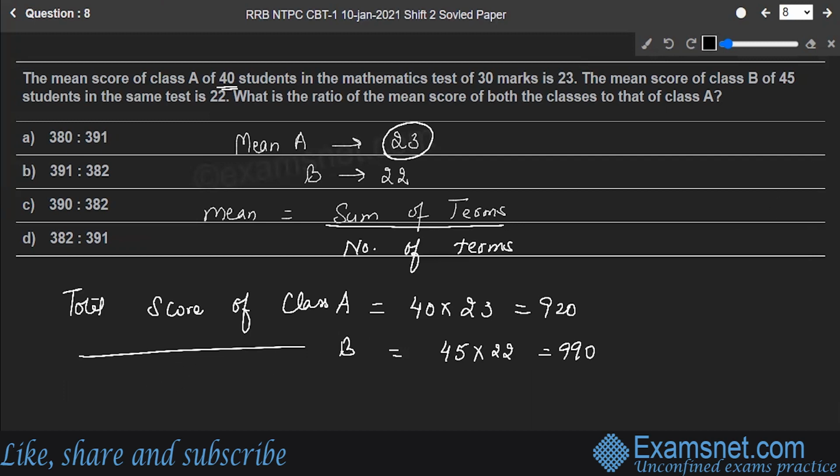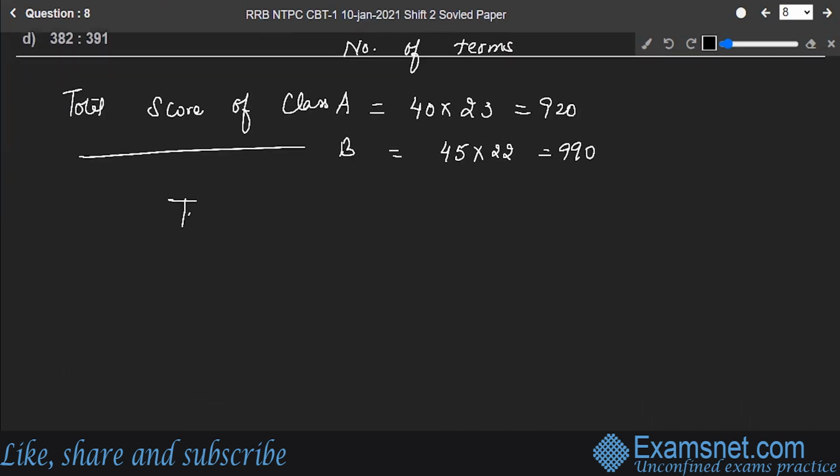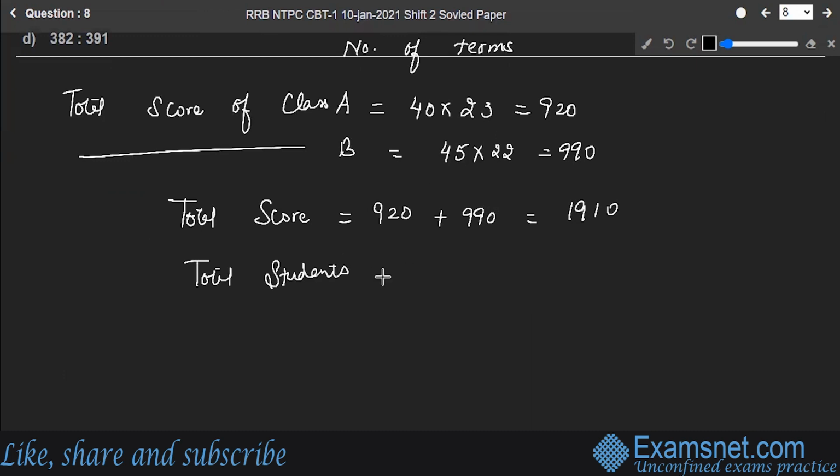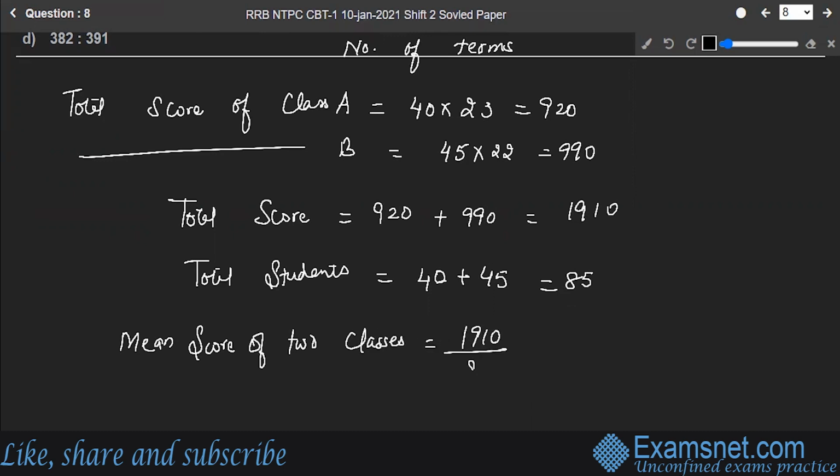Now, the total score of both the classes will be 920 plus 990, which is equal to 1910. And the total students will be 40 plus 45, that is equal to 85. So the mean score of the two classes is 1910 upon 85.